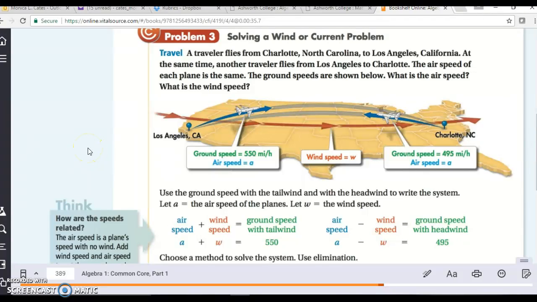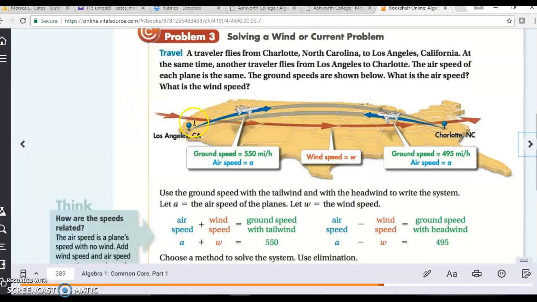Let's take a look at problem 3 from lesson 6-4. It says solving a wind or current problem. A traveler flies from Charlotte, North Carolina to Los Angeles, California. At the same time, another traveler flies from Los Angeles to Charlotte. The airspeed of each plane is the same. The ground speeds are shown below. What is the airspeed? What is the wind speed?